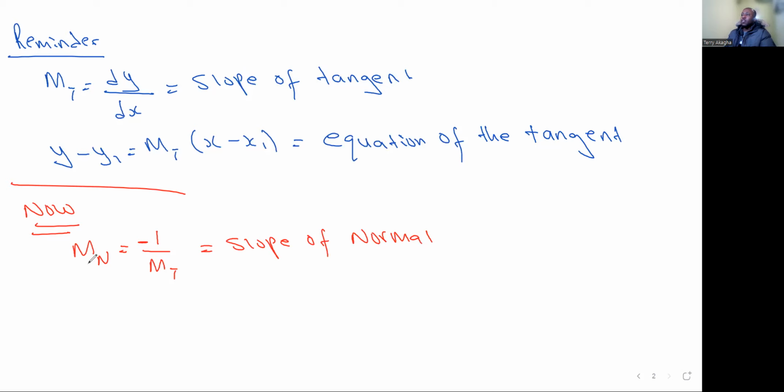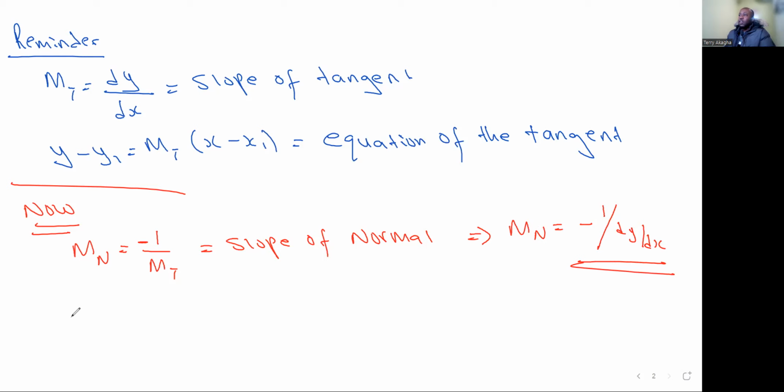So don't forget, the slope of the normal is equal to the negative inverse of the slope of the tangent. And so therefore we can also say that the slope of the normal is equal to -1 over the answer you got from the dy over dx. Are you seeing it? And that's how you get the slope of the normal.